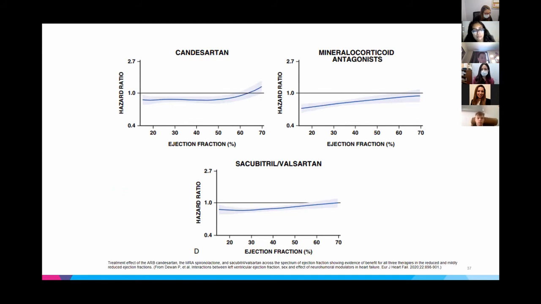So this is similar to the last graph in that it shows the benefits of different drugs that have been studied across different ejection fractions. Candesartan was looked at in HFpEF, MRAs, as we talked about with spironolactone, and then Entresto. You can see that the benefit for all three therapies tends to wane as you get to the higher ejection fractions.